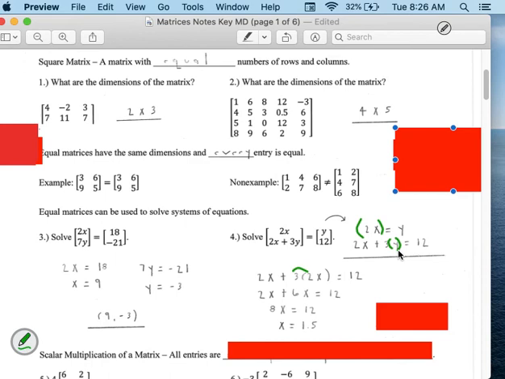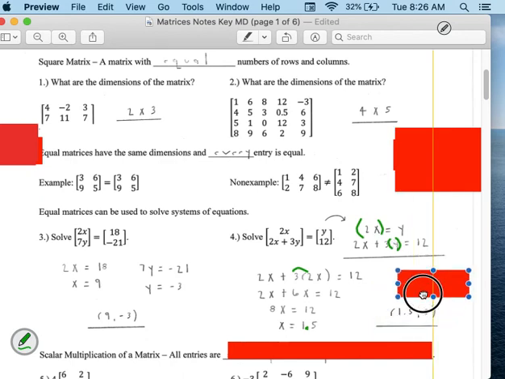Combining like terms, 2x plus 6x is 8x. And dividing 12 by 8, we get 1.5. There's a decimal point right here. And once you know what x is, you can plug it back into the top line, and 2 times 1.5 is 3.